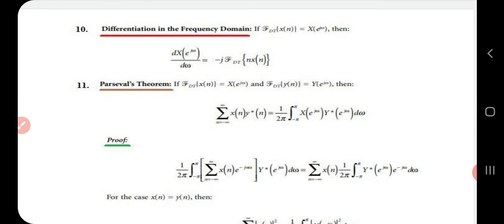If DTFT of x of n equals X of e raised to j omega, then d by d omega, where omega stands for frequency, of X of e raised to j omega will be minus j times the DTFT of n x of n.